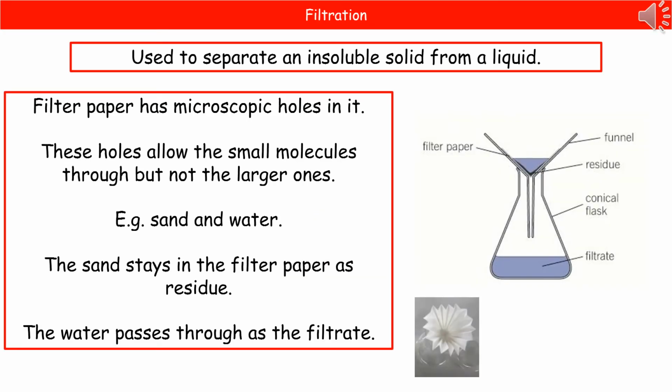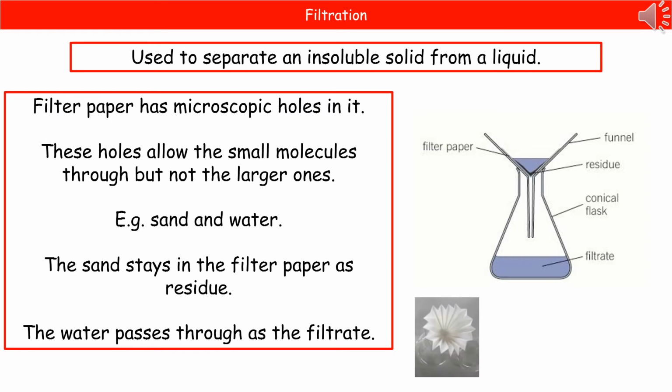Today's chemistry check is about separating techniques. So we have a look at filtration first of all, which is where we're separating an insoluble solid from a liquid. So the filter paper's got these tiny little microscopic holes in it, and they're small enough to allow small molecules through, but not the larger ones. So the sand gets left in the top, the water can go through. So the sand that stays in the filter paper is called the residue, and the water that passes through is known as the filtrate.